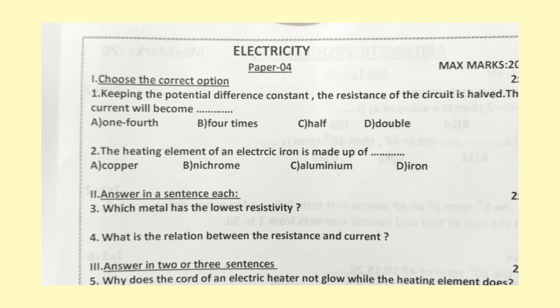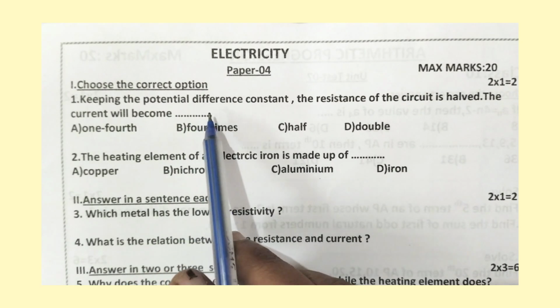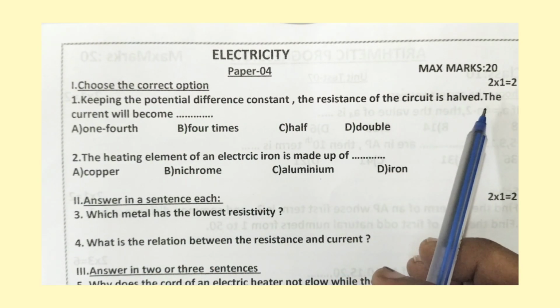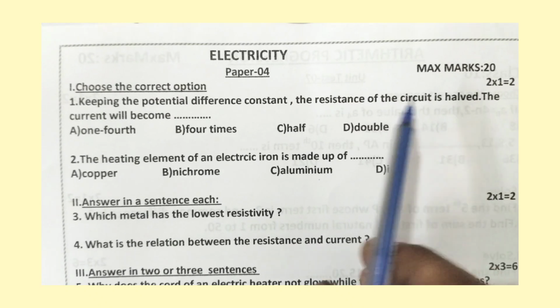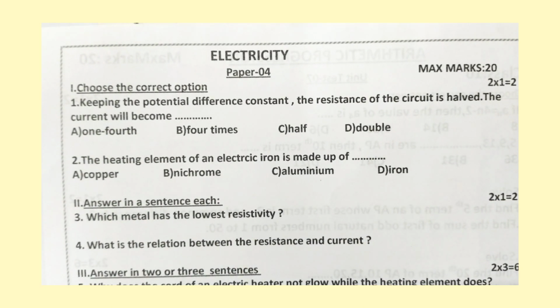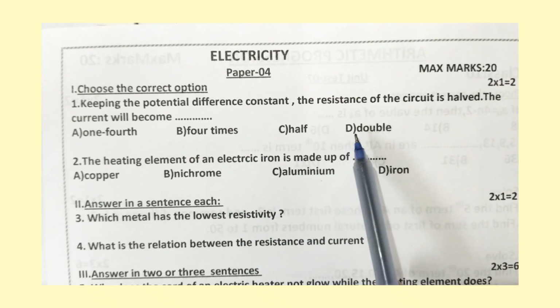The first question is, keeping the potential difference constant, the resistance of the circuit is made into half. The current will become... So as the resistance decreases, definitely current will increase. So let us see. They have given 1/4, 4 times, half, or double.